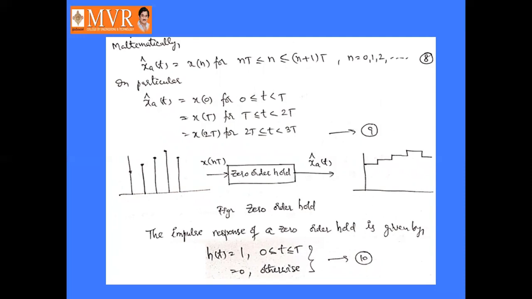So this is the signal for the zero order hold. If this signal is passed through the zero order hold, it will become the analog signal xa of t, and finally we obtain a signal like this. The impulse response of a zero order hold is given by h of t equal to 1 for 0 less than or equal to t less than or equal to T, and equal to 0 otherwise.